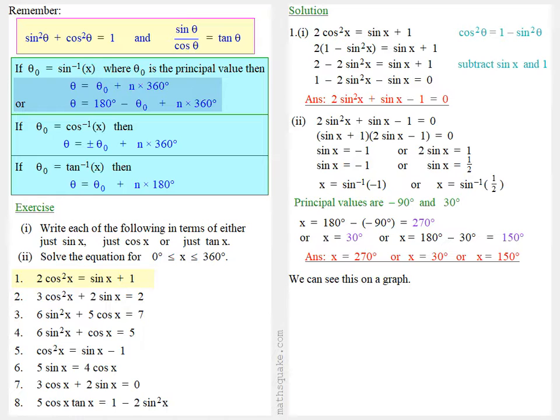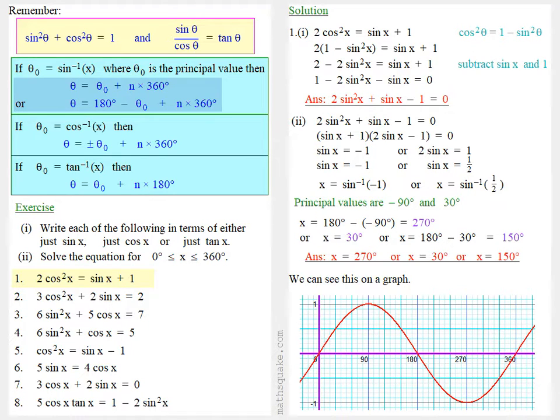Now we can see this if we draw a graph. If we draw a horizontal line going across from point 5 on the y-axis, that crosses the curve at 2 points, 30 degrees and 150 degrees. If we draw a line at minus 1 going horizontally across, we find it touches the curve at only 1 point, 270 degrees, and so we get the same solutions as before.